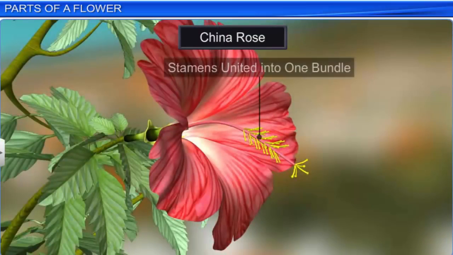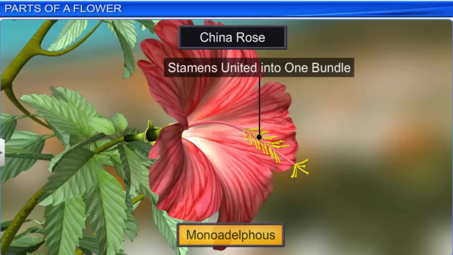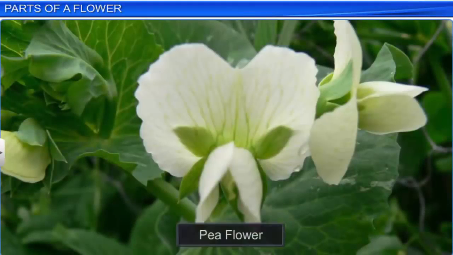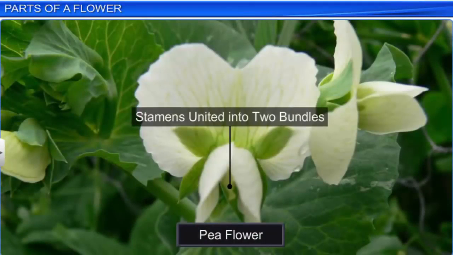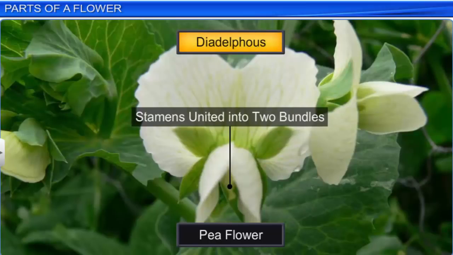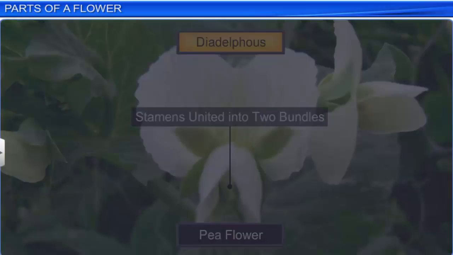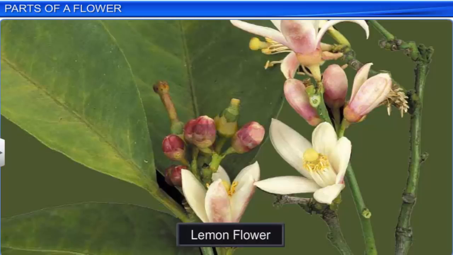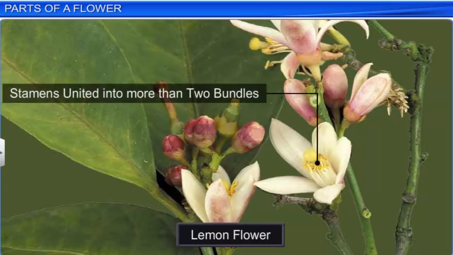In China rose, the stamens are united into one bundle and are called monoadelphous. In the pea flower, the stamens are grouped into 2 bundles and are called diadelphous. And in the lemon flower, the stamens are grouped into more than 2 bundles and are known as polyadelphous.